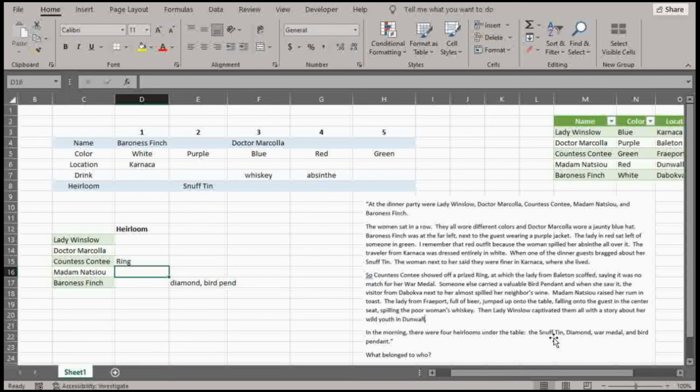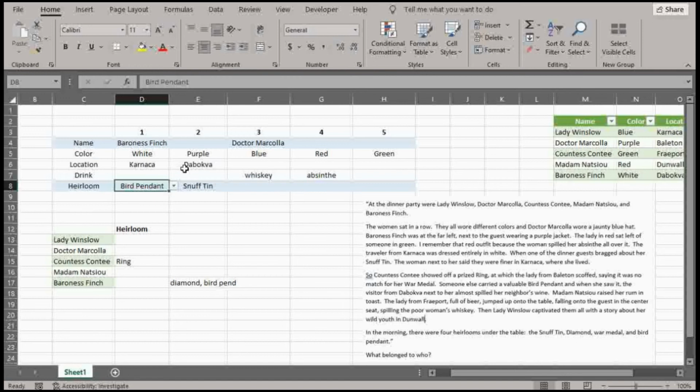So Madame Natio raised her rum in toast. Again, one of these two. So if these two are for Finch, this might be a big clue here, right? These are the only two that she could possibly have. Diamond isn't even mentioned on here. Bird pendant. So if the heirloom here is bird pendant, is this Dacvada? Is that here?